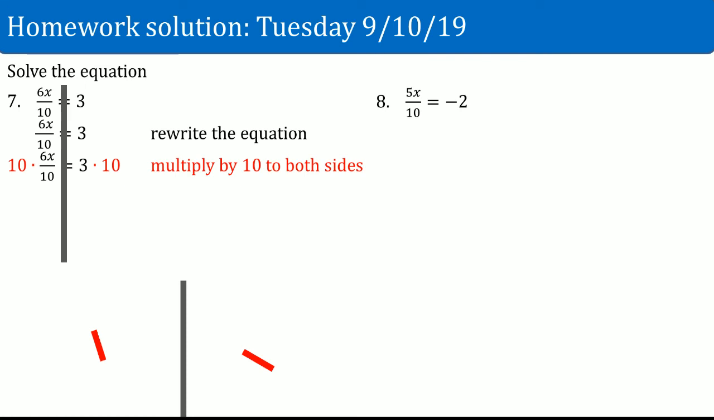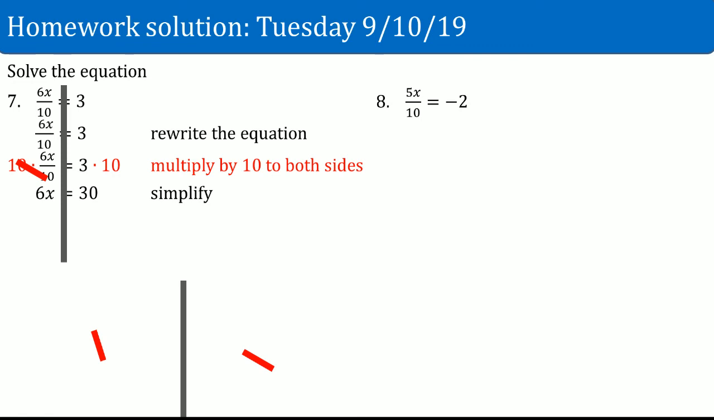The 10 on the left hand side cancels out. So once you multiply by 10, this cancels out. So what do I have left over on the left hand side? I have a 6x. My right hand side, I get a 30. 3 times 10 becomes 30. Now, it reminds you of a problem on Monday. We have 6x equals 30.